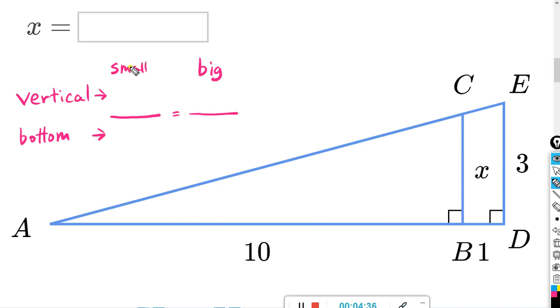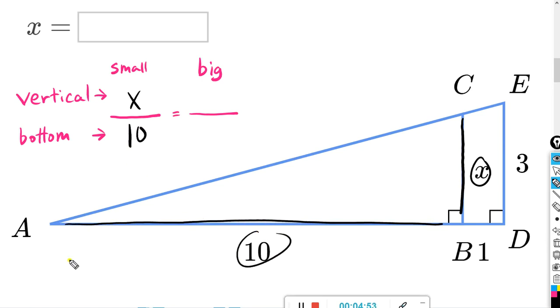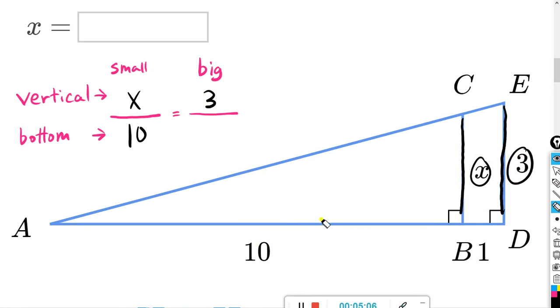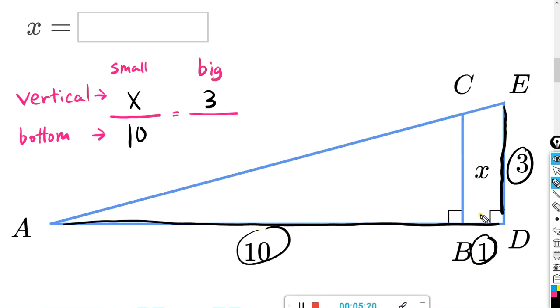So the vertical side of the small triangle, remember the vertical is the up-down part. That's this side right here. That's x. The bottom of the small triangle, that's this side right here. That's 10. The vertical side of the big triangle is this side right here. That's 3. And now the bottom of the big triangle, that's this side right here. That's going to be 10 plus 1. Okay, this piece right here is 1. So 10 plus 1 is 11.